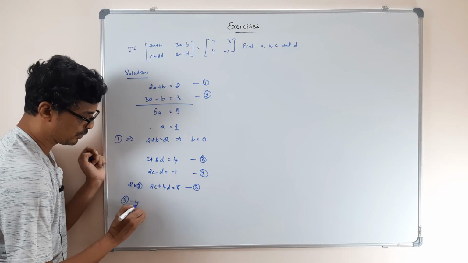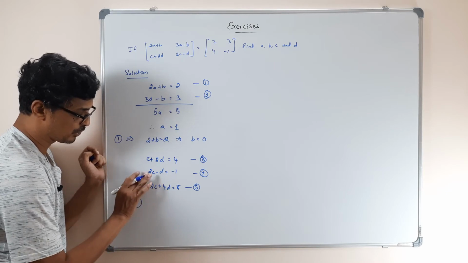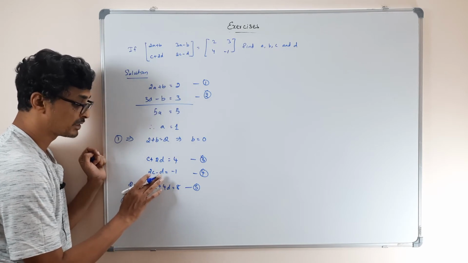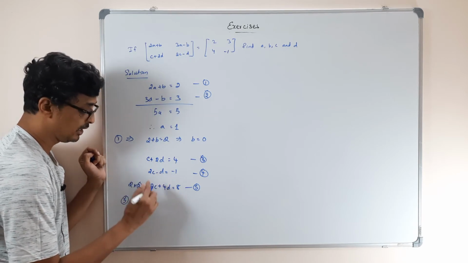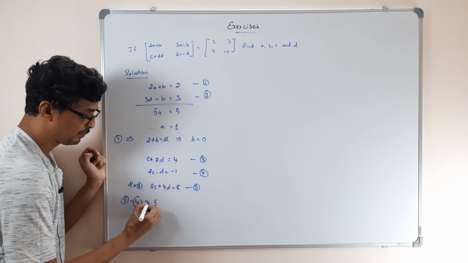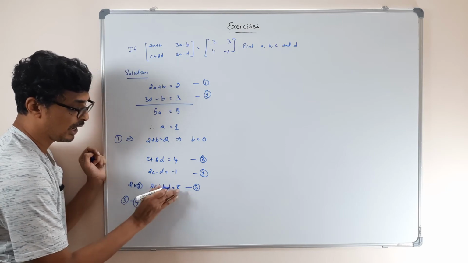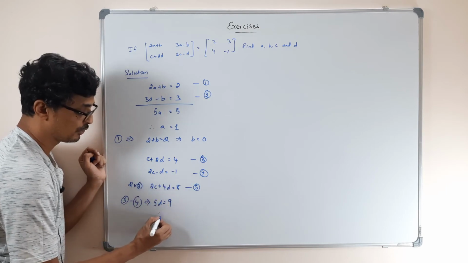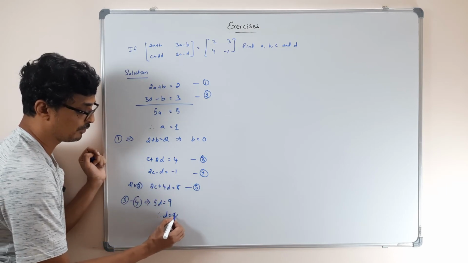So I am going to do 5 minus 4. That means 2C minus 2C, that is 0. 4D minus of minus D, that is plus D. 4D plus D equal to 5D, which equals 8 minus of minus 1, that is 8 plus 1, that is 9. Therefore D is equal to 9 by 5.